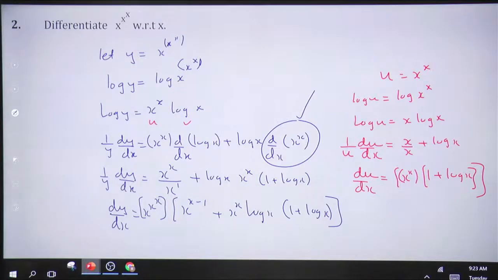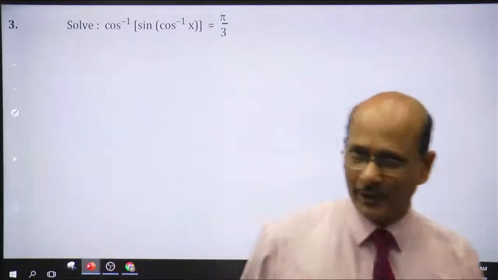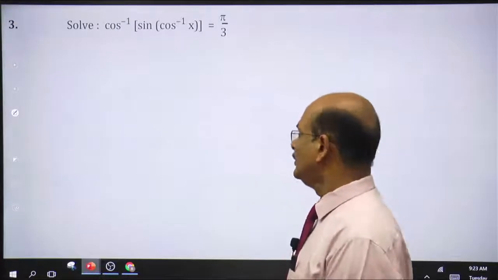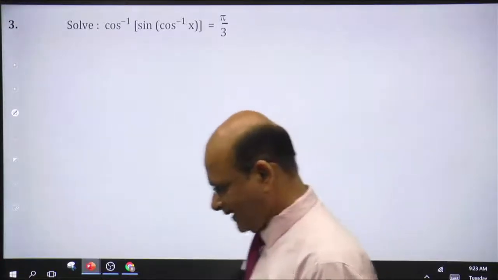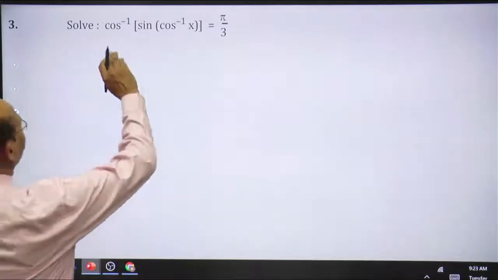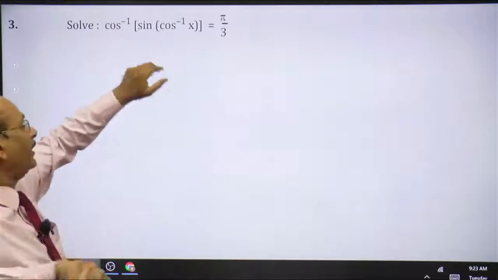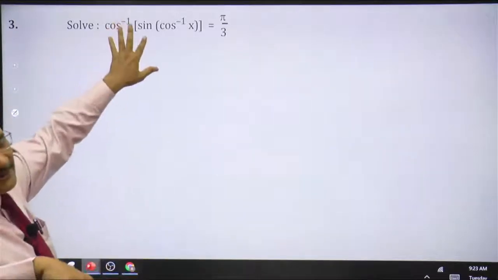Next question, 4 marks question coming up on the screen now. Now there are many ways to do this question, there is no problem at all. Okay, so let me see the way I want to go. So first thing is solve. Now when I say solve in inverse ratio, it is a 4 mark question. Okay, solve, that means you have to find the value of x.